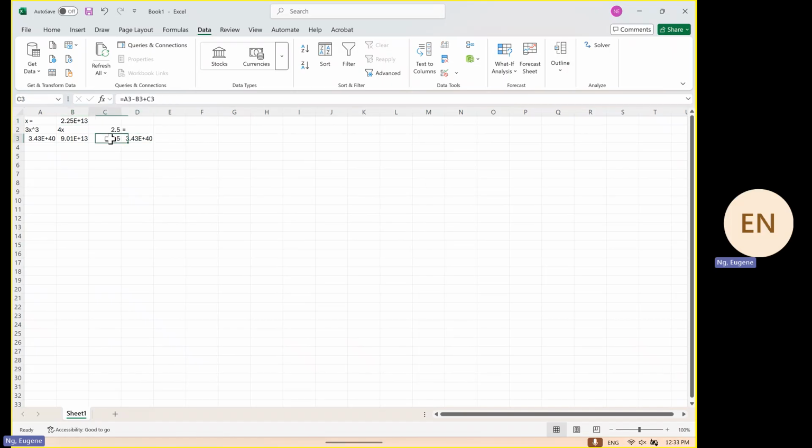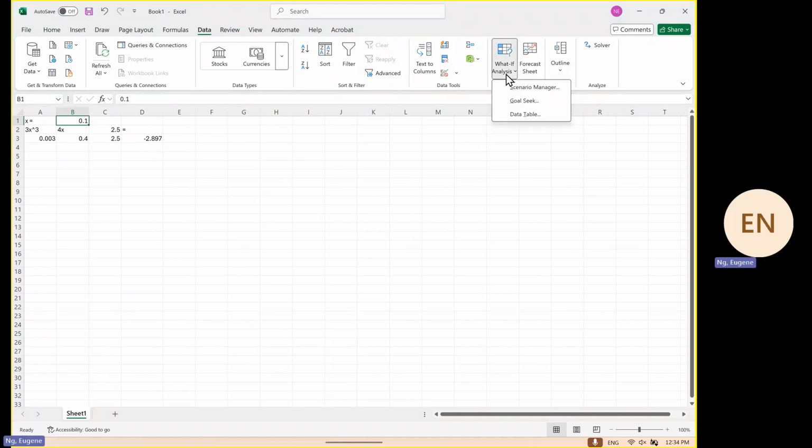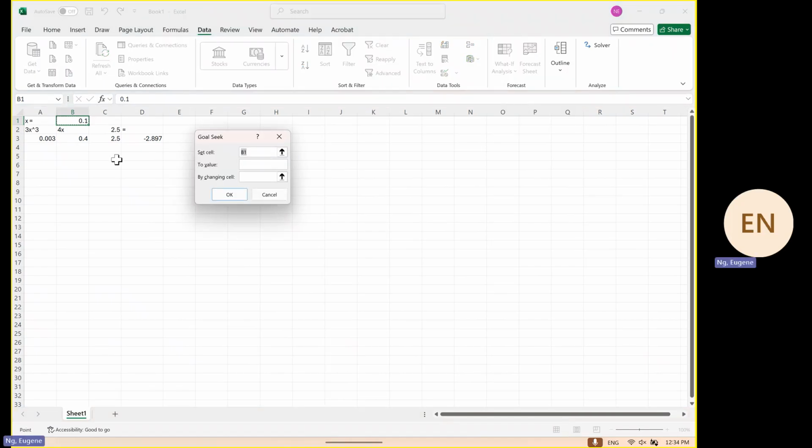Wait, maybe I change this to minus. Okay. If I change this to minus, it might work. Okay. That's me being silly. So I do it again. So I call this to be equal to 0.1. Okay. What if goal seek? Okay. Again, this has to be equal to what? 0. And by doing that, it has to change the x and you go for go. Oh, this is not a good number again, Eugene. It's messing around.